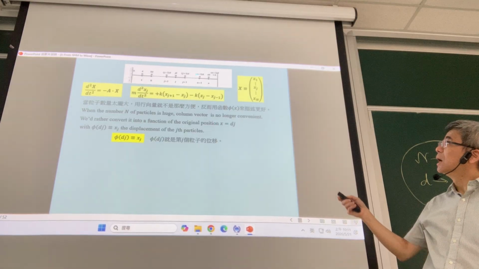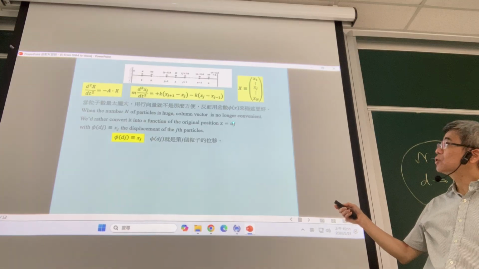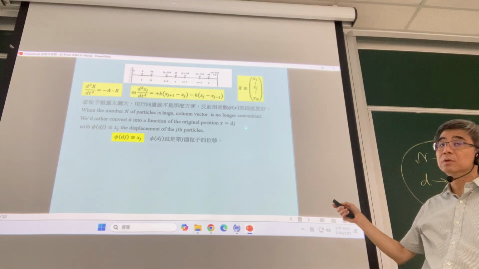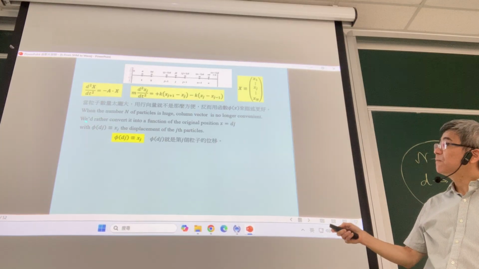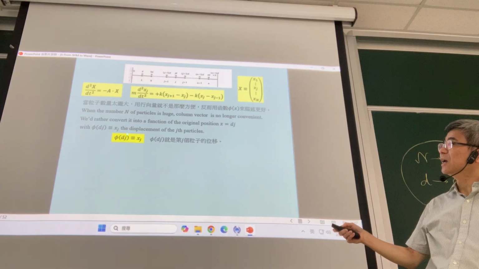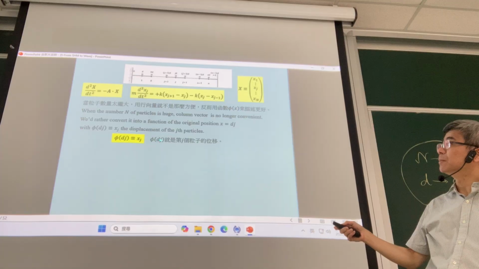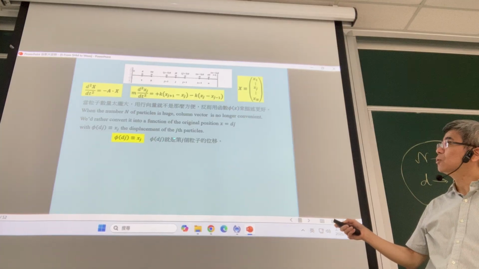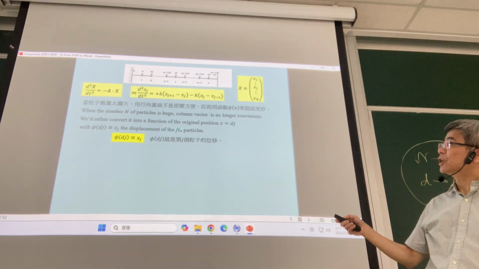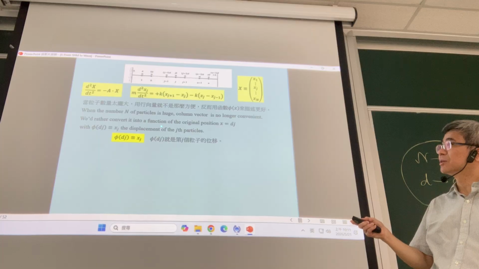For example, the original location is d times j for the jth particle. Then I will say phi of dj is defined as xj. That is, the function phi at the position dj is equal to the displacement of the jth particle. Is that okay? Maybe I should put it in Chinese so they can understand.